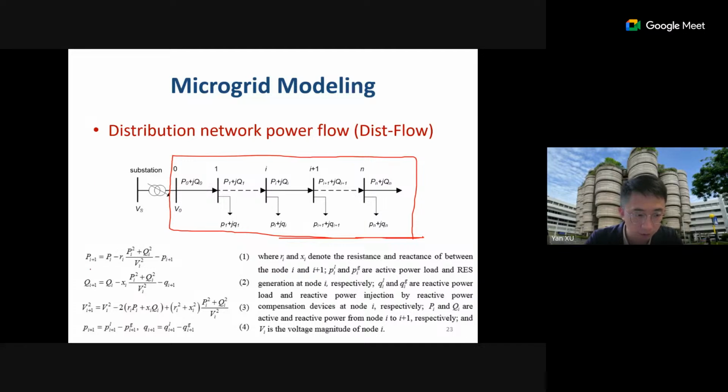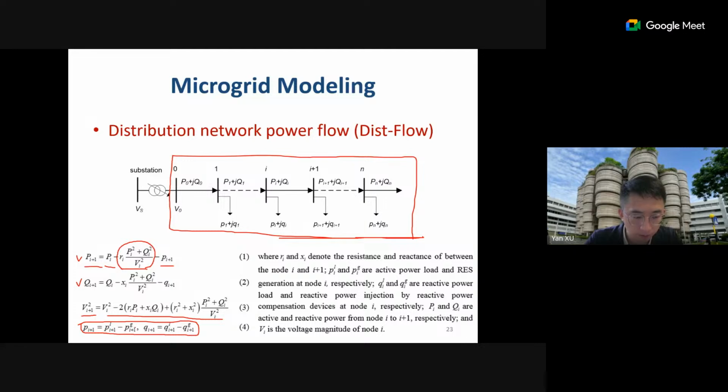So for each power injection, you can see that this is the input and this is the output, and also the power loss. Power loss is always in the transmission lines, so we use I squared times R to denote the power loss. This is for real power, for reactive power, and for voltage. For voltage, according to the voltage drop equation, we can formulate it here.